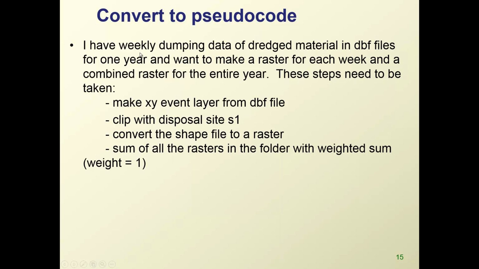For this example, write down some pseudocode for it. I have weekly dumping data of dredged materials in DBF files for 1 year and want to make a raster for each week and a combined raster for the entire year. These steps need to be taken. Make XY event layer from DBF file, clip with disposal site S1, convert the file to a raster, and sum all of the rasters in the folder with a weighted sum with a weight of 1 for each.